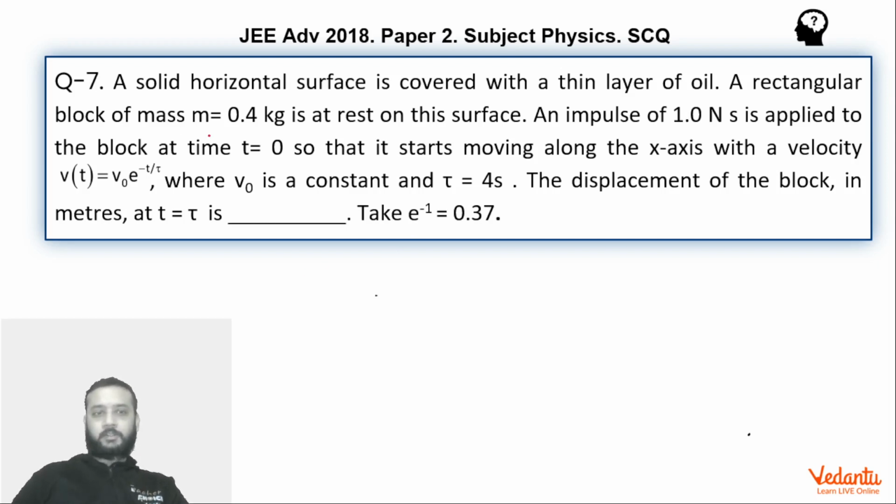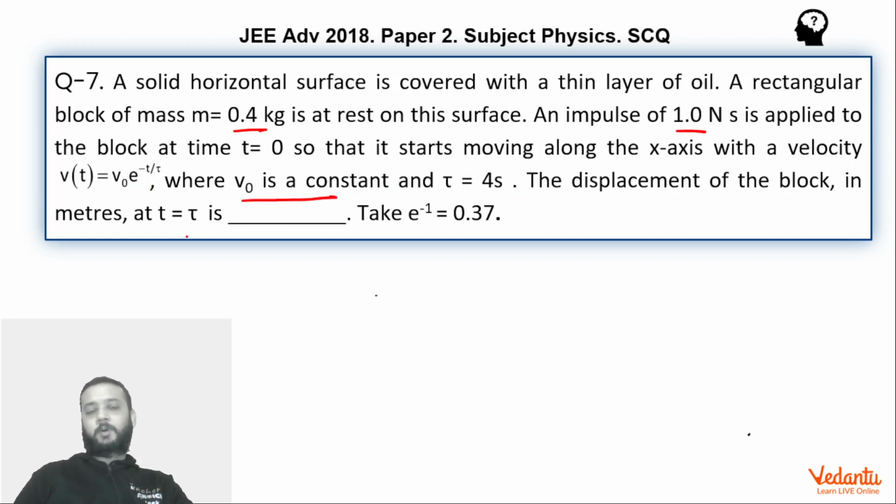Now the question is fairly simple. There's a block which is at rest initially. The mass of the block is 0.4. An impulse of 1 Newton second gives velocity to the block at time 0, and it starts moving along the x-axis. The velocity varies according to the function v naught into e to the power minus t by tau, where v naught is a constant, and tau is given as 4 seconds.